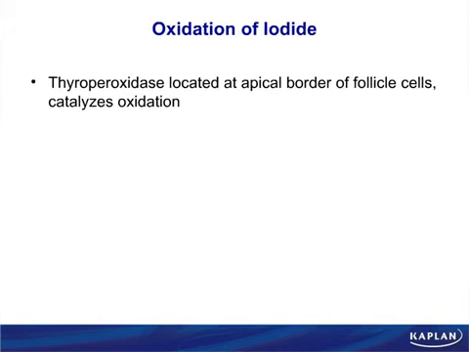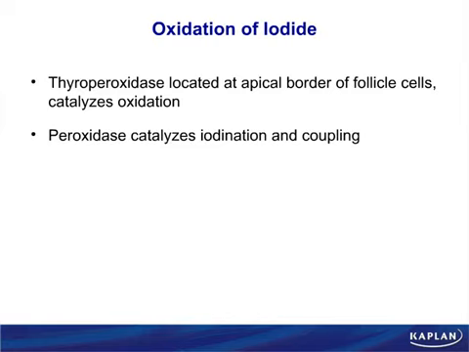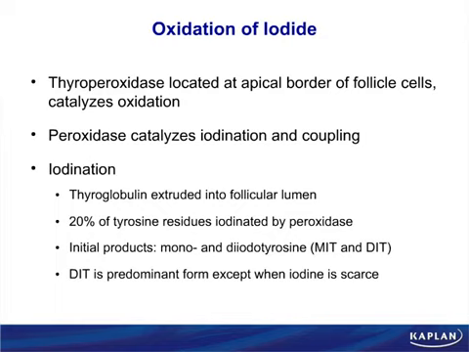Thyroperoxidase is at the apical border of the follicular cells. It makes it oxidize. Isn't that a great name? That's why we call it thyroperoxidase, because it oxidizes things. And oxidation means to lose electrons. It also couples up the T3s and the T4s. The iodination of it hangs out on thyroglobulin, and the tyrosine residues end up being recycled, and you get mono- and diiodotyrosines, and DIT, the diiodotyrosine, is the predominant form because you make more T4 than T3.